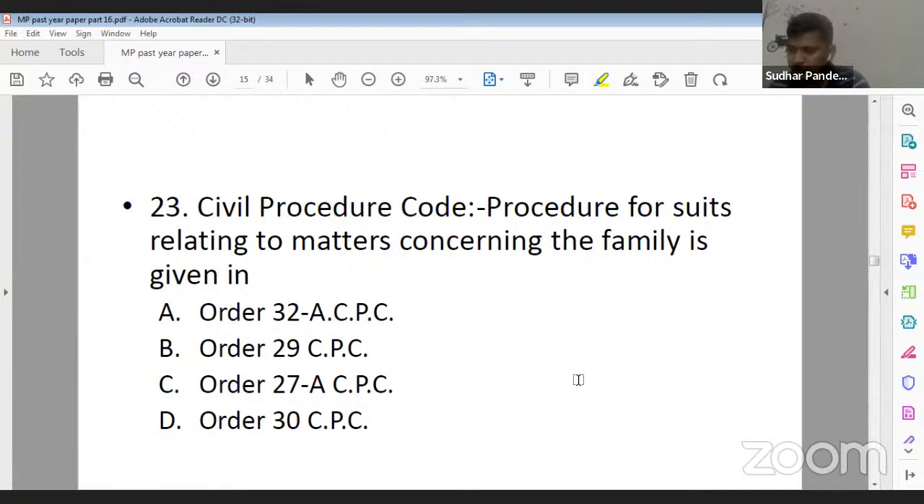Yes, Ankita Gupta ji, 22B is the correct answer. Varun ji, 22B is the correct answer. Question number 23. What should be the correct answer? Yes, 23. Its correct answer will be your option A for Ahmedabad. That is, Order 32A of C.P.C. is talking about suits relating to family matters.